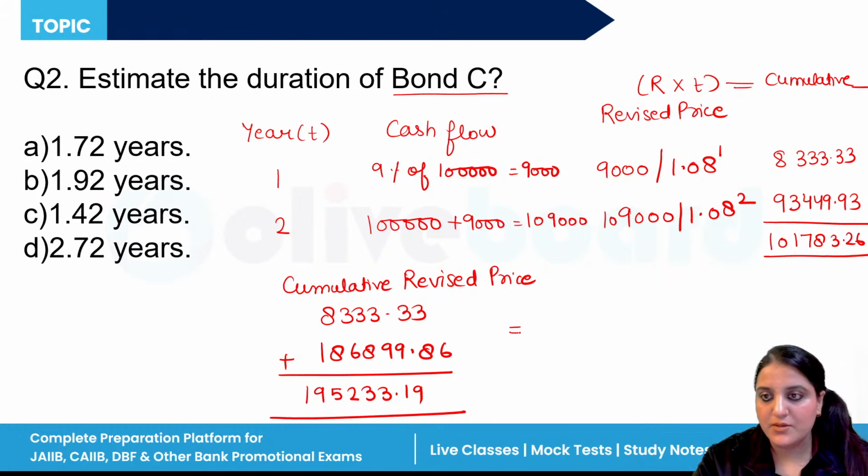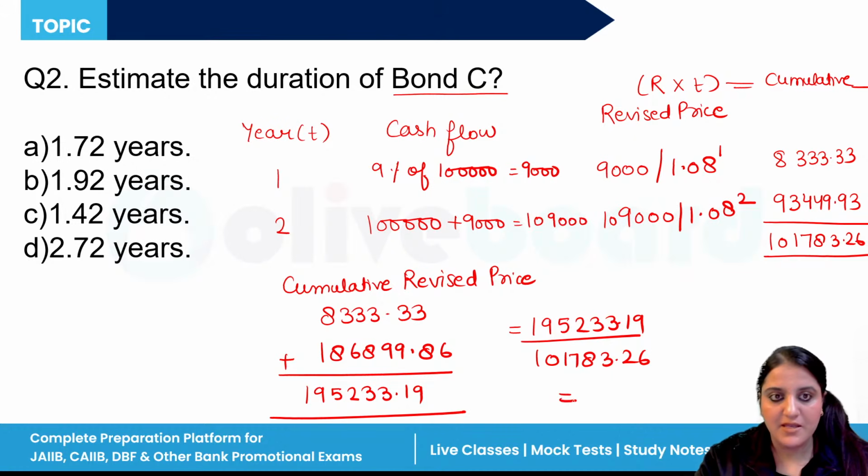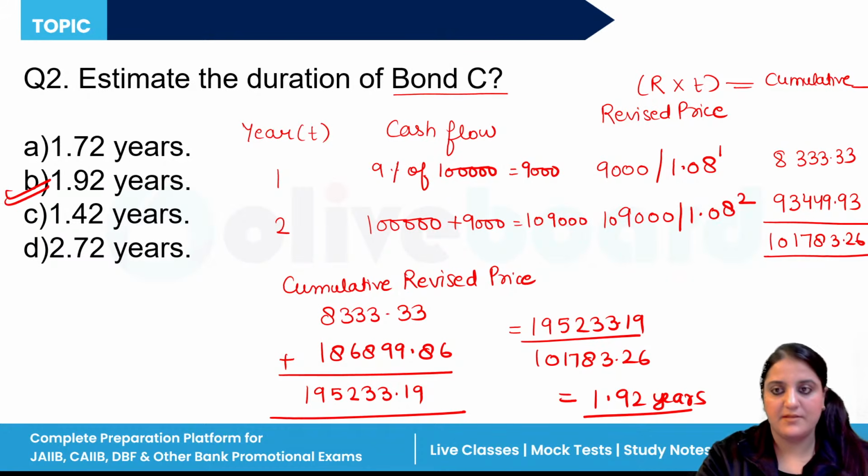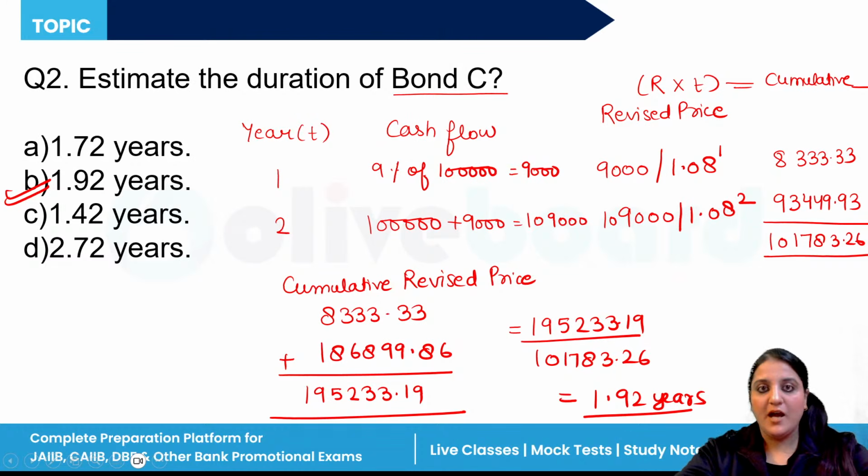Then again we apply the same formula of duration. So that equals 195233.19 divided by 1,10,173.26. That equals 1.92 years. So this is the answer. Now you got it, how to calculate the duration.